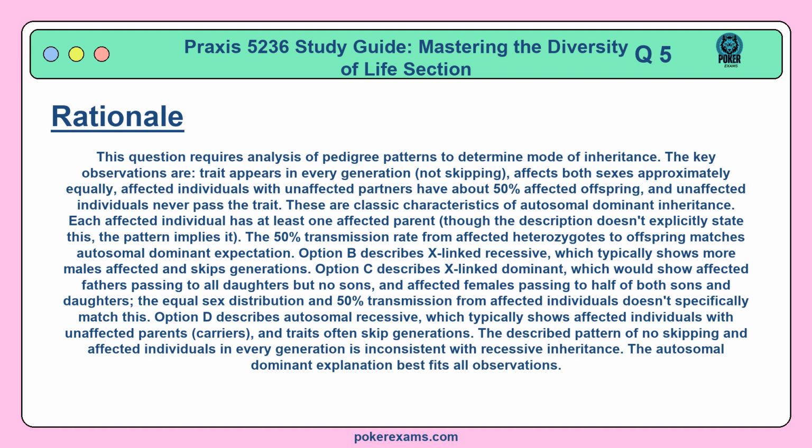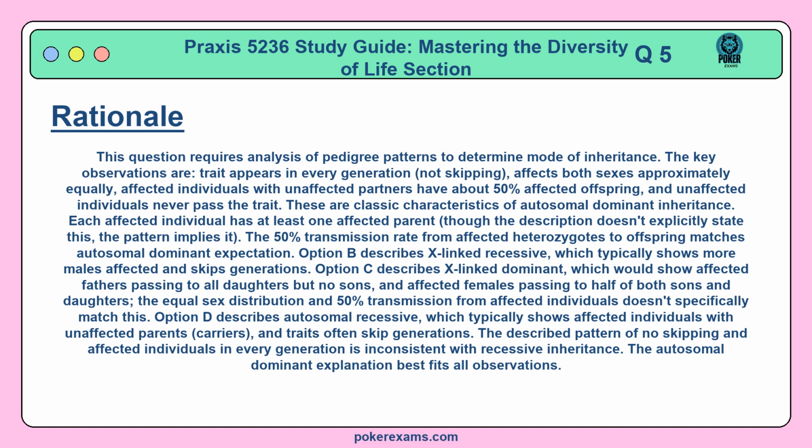Each affected individual has at least one affected parent. Though the description doesn't explicitly state this, the pattern implies it. The 50% transmission rate from affected heterozygotes to offspring matches autosomal dominant expectation. Option B describes X-linked recessive, which typically shows more males affected and skips generations.